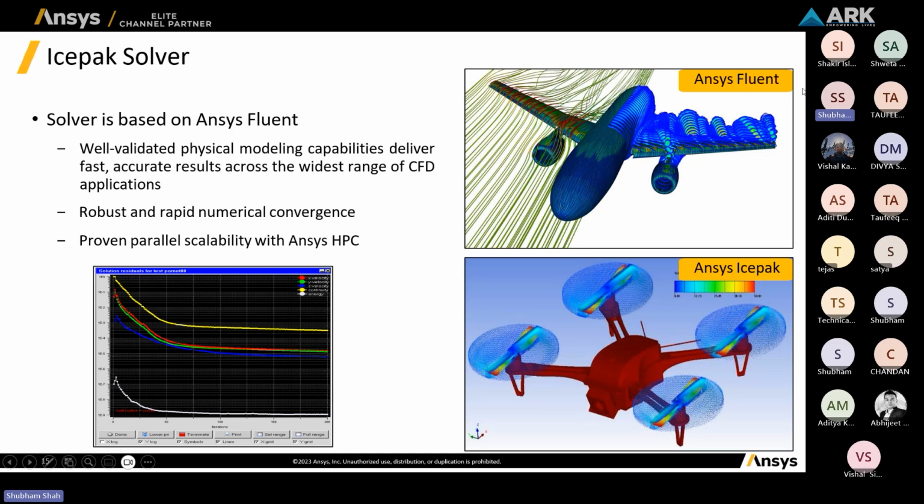This is how your simulation window will look when your solution is running, and this is how you can see the post-processing contours. The above ones are the flow contours, showing how your flow is behaving with respect to the incoming flow or your blades, if we talk about the quadcopter.